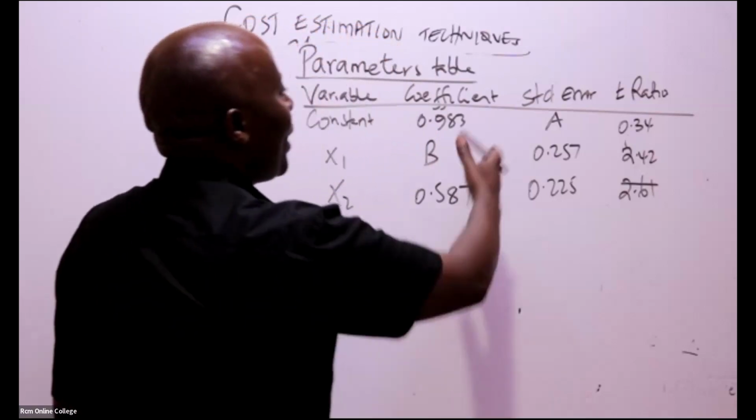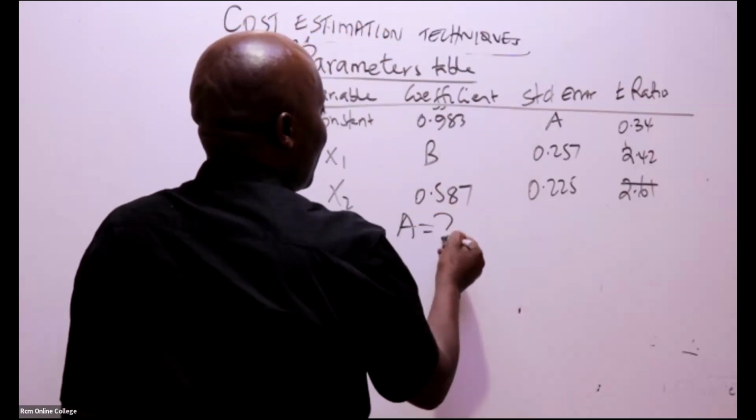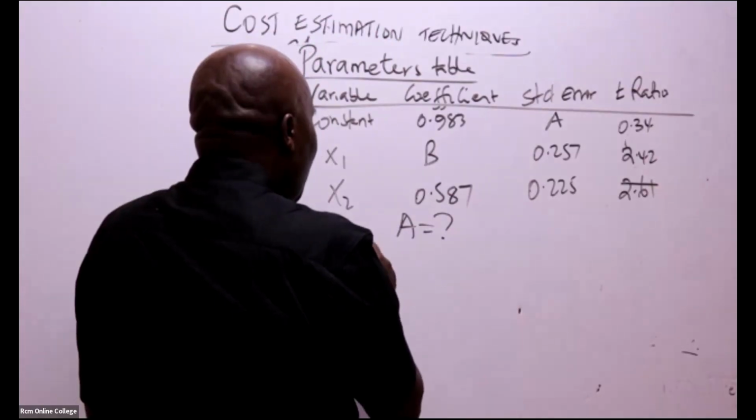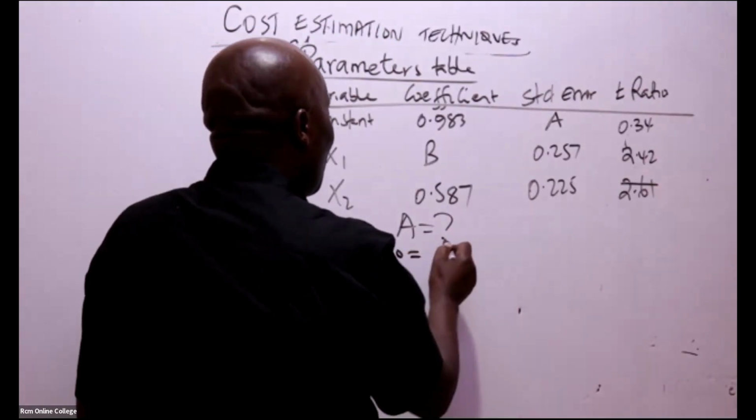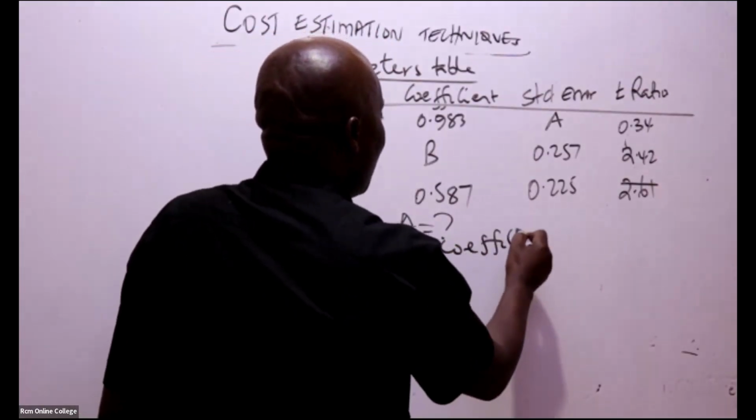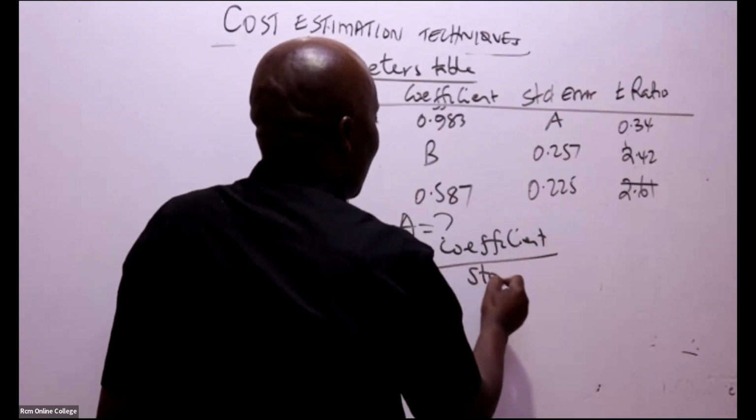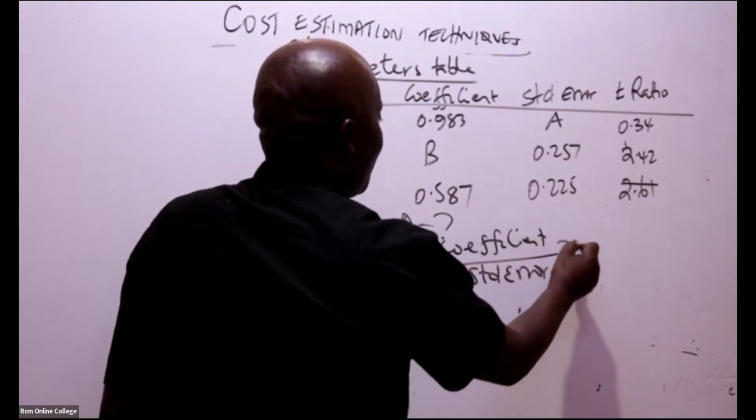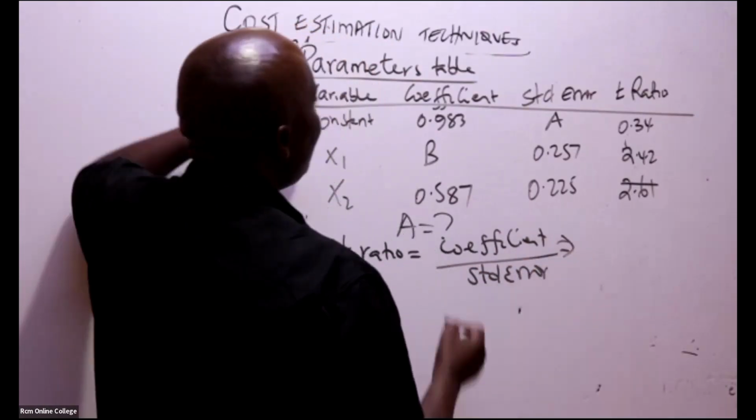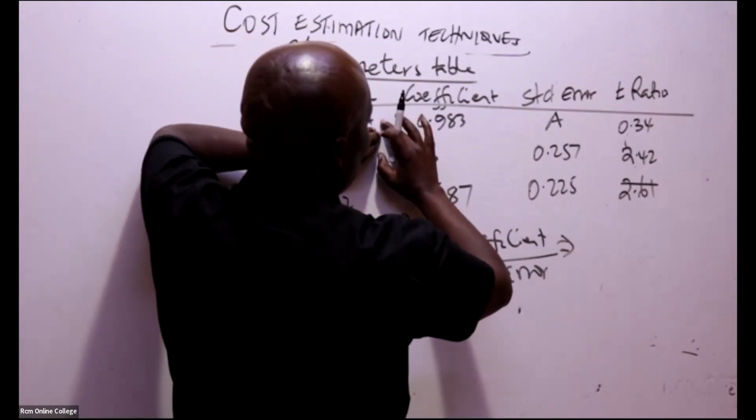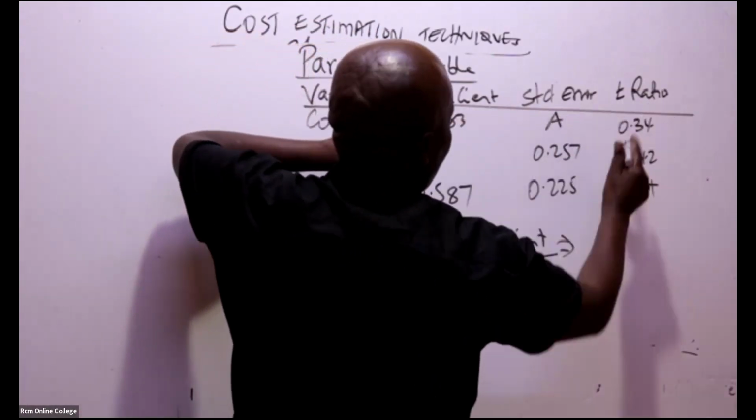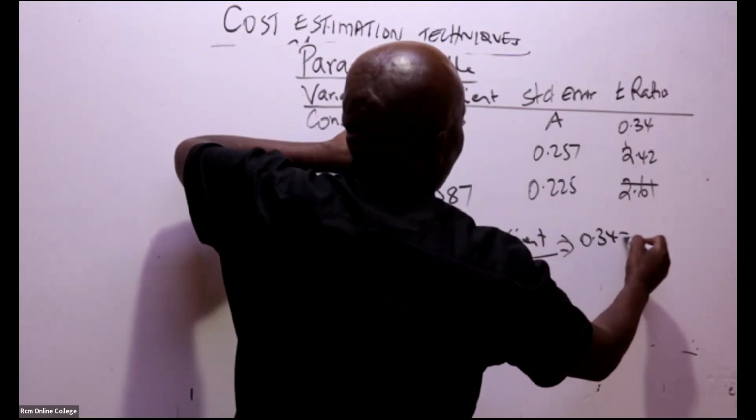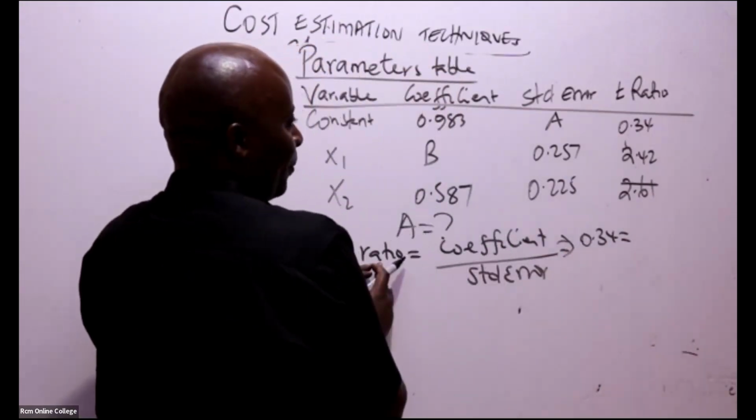We have said here where A is. So what is the value of A? That is requirement number 1. We've said to get the T ratio, you will take the coefficient all over the standard error. The T ratio here where A is, for this constant, is 0.34. That is the T ratio I'm substituting.